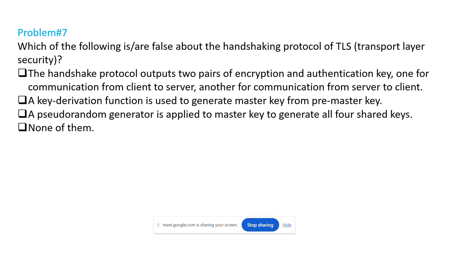That is what the third statement says, that a pseudorandom generator is applied to the master key to generate all four shared keys, shared between the two parties in communication, the sender and receiver, or client and server, whatever you say. So all the three statements are correct. The question was which of the following is or are false. So actually none of them are false.